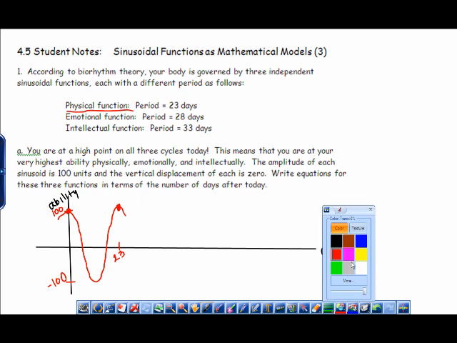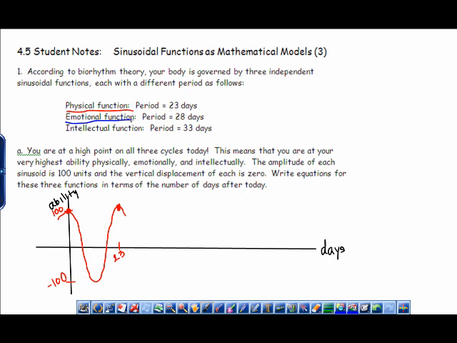Let's use a different color, blue. This will be our emotional. So this period's a little bit longer. It's 28, so I'm going to mark a 28 here. And again, day 0, starting out, I'm at 100. I'm going to be back at 100 after 28 days. So in graphing this, it's stretched out just a little bit further. And I don't know for sure if this point is after 23. I could do a little bit of calculation, but I'm not going to worry about it too much.